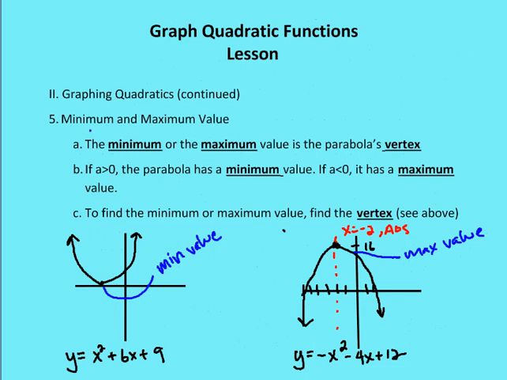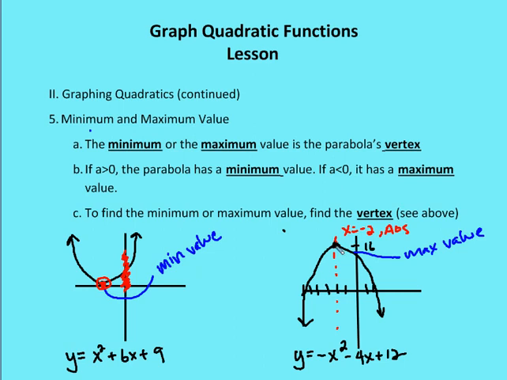All right, let's talk about minimum and maximum values. If the parabola opens up, then I have a minimum value. It's a value that no other point is going to be lower than. So here's my minimum value. And when we refer to a minimum value, we're talking about the y value. The y value is going to be the minimum value. So in this case, the y value is 0. 0 is my minimum value.